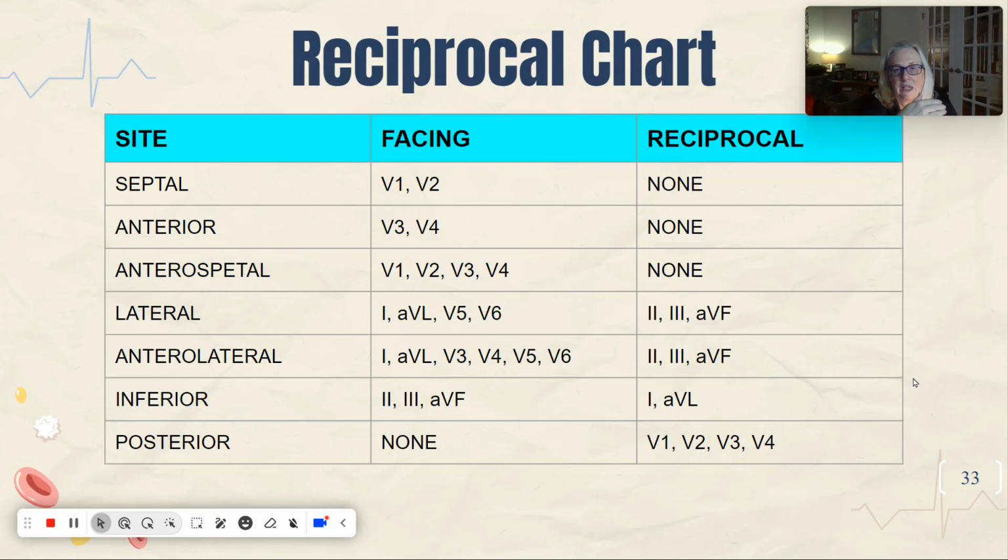Inferior, obviously, if you see a change in the inferior region, the opposite would be the lateral region in 1 in AVL. In the posterior, we can't see changes on a posterior EKG unless we put the stickers on the back. We haven't learned that yet. There is a way to do that, and they do occasionally have me do that just in case they suspect a posterior MI. So if we had a STEMI in the posterior region of the heart, we would actually see depression in V1, 2, 3, and 4. That's because it's a reciprocal, right?